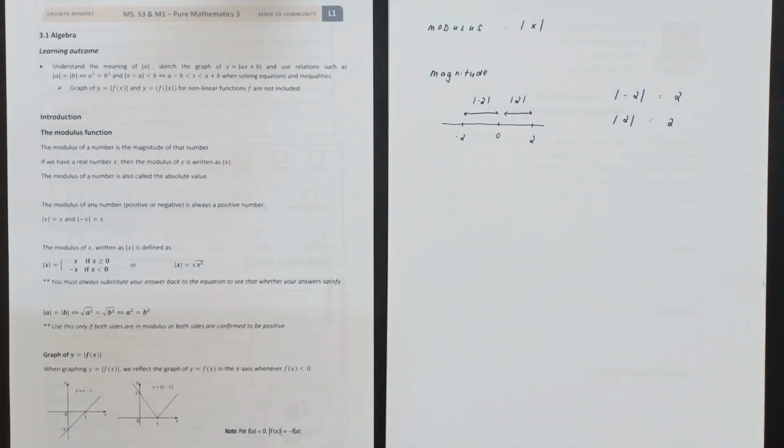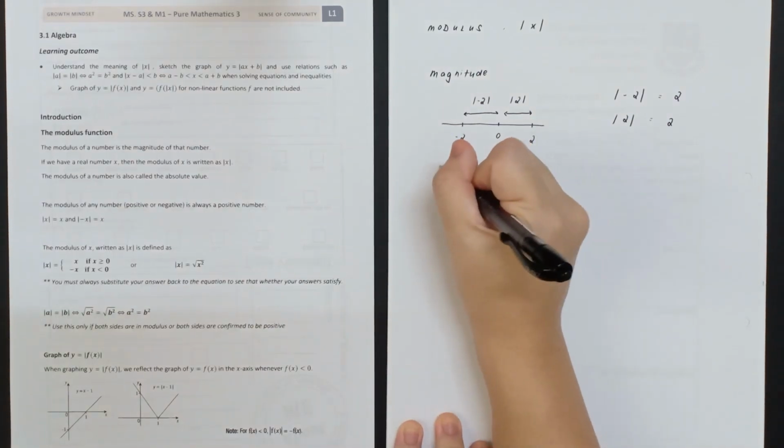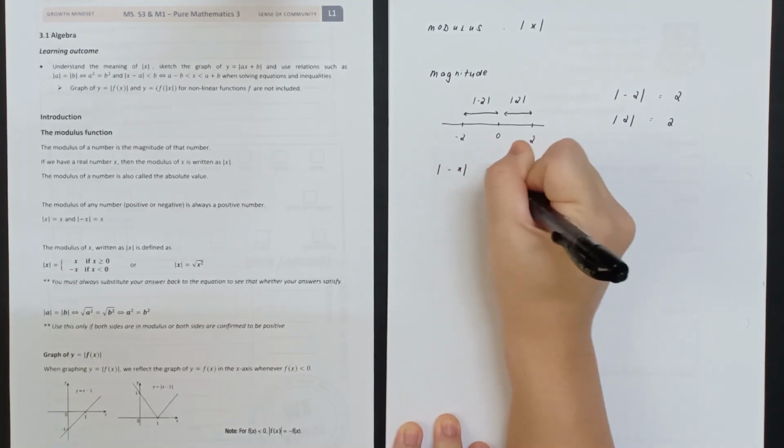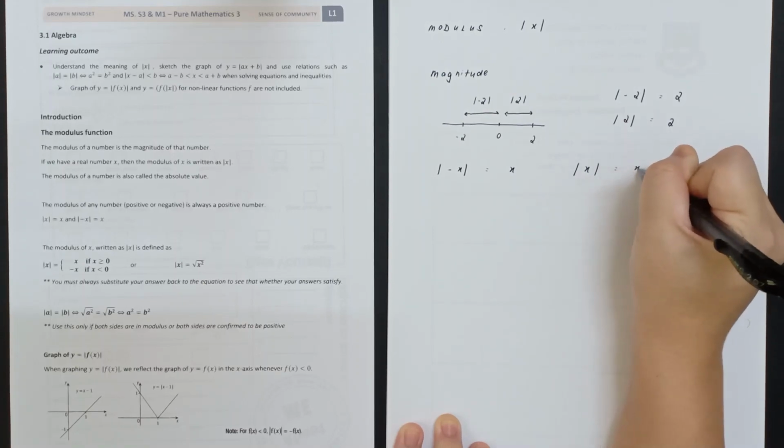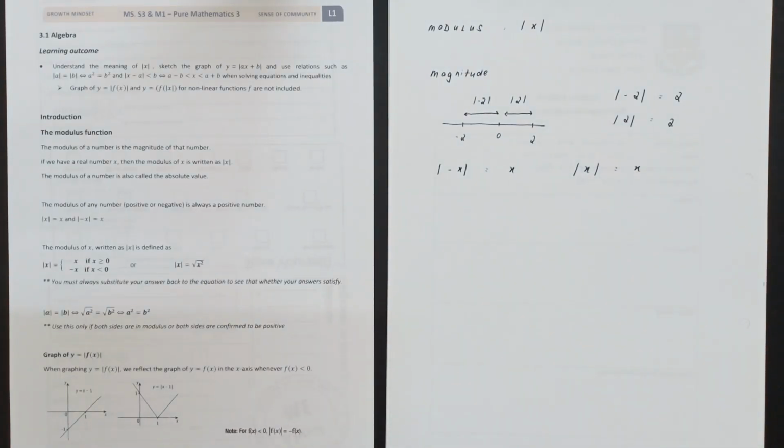So when we talk about magnitude, anything with a modulus sign, no matter if it's positive or negative, you are going to get a positive number. You only want to know how big the magnitude is without taking note of the direction. We are not talking about vectors, we are talking about only magnitude. So this is what modulus means. Sometimes the modulus of a number is also called the absolute value.